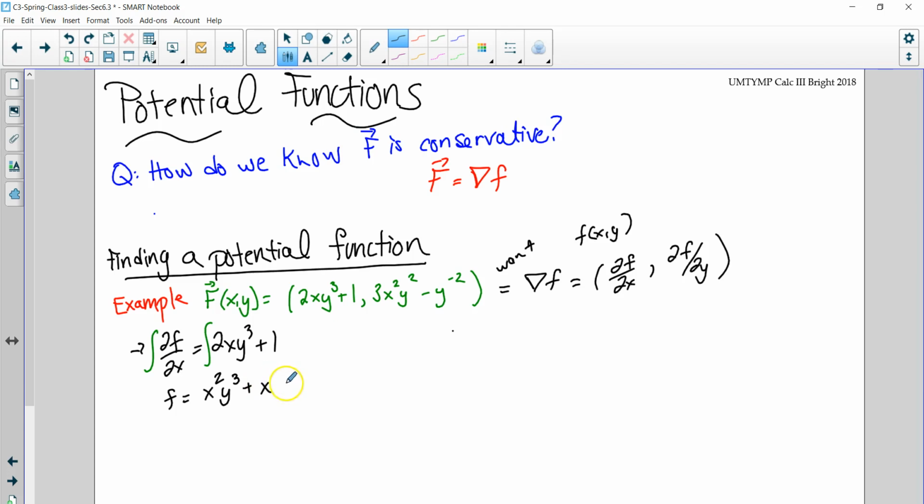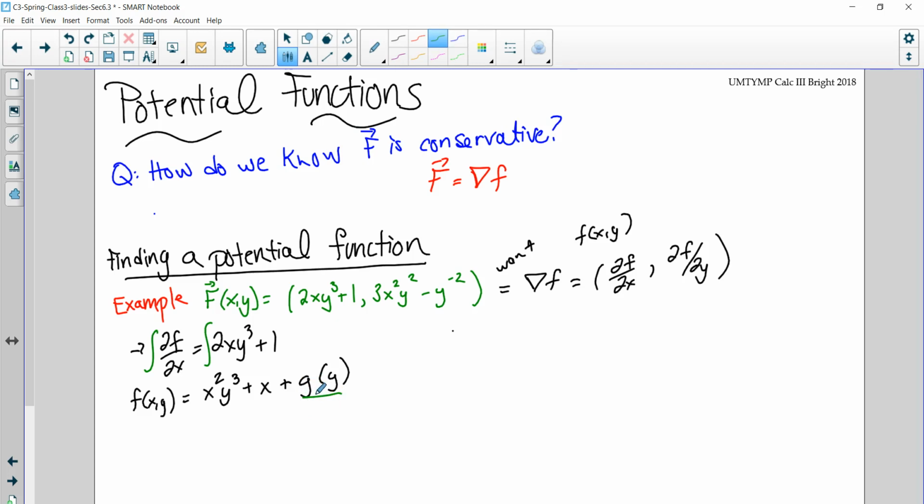But this isn't the whole story, because there's normally a constant. Now, if we think about this multivariable function f of x and y, when I differentiate with respect to x, this c is not really a constant, it's actually a function in y, because when I differentiate it, it goes to 0, just as a constant would. This is the next thing we need to investigate.